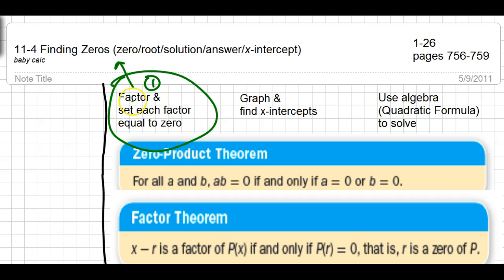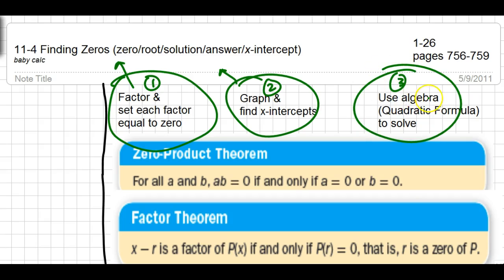If you are unable to factor, your next avenue is to try to graph it. After you've graphed it, you need to identify where the x-intercepts are. Those x-intercepts are the zeros. There is a third way if graphing doesn't work for you, and that is to use algebra or the quadratic formula to solve. We're not going to get into that in this video. That'll be in a later part of chapter 11.